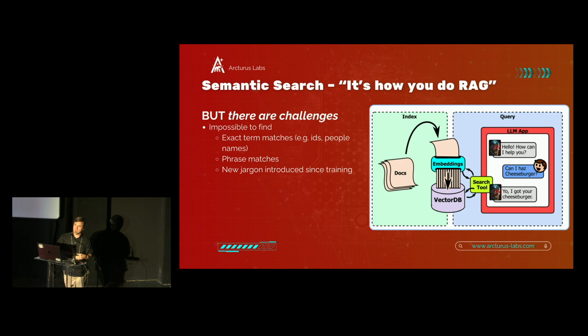If you're looking for something that's really specifically based on terms, product IDs, people's names, that's not going to be represented in a vector model unless they're amazingly famous individuals. Phrase matches. You can't say find the movie with this title unless it's a very semantic title. You're just going to get lucky. And if there's any new jargon that has been introduced since the embedding model, it's not likely at all that the embedding model is going to encode that. So your information is just lost.